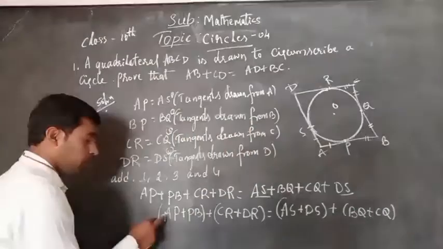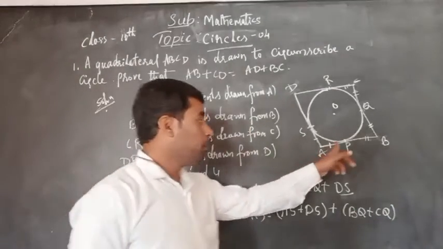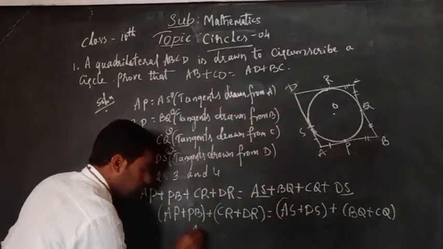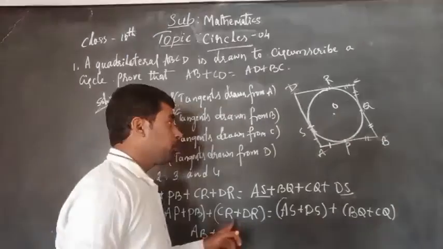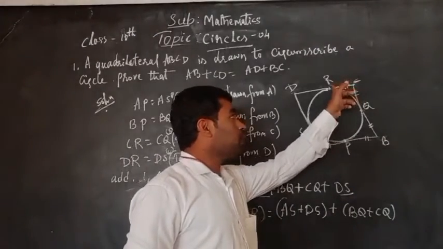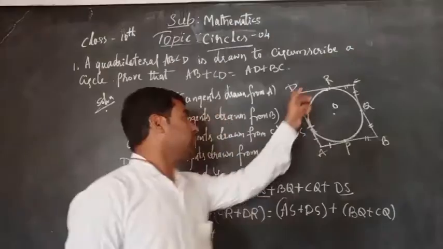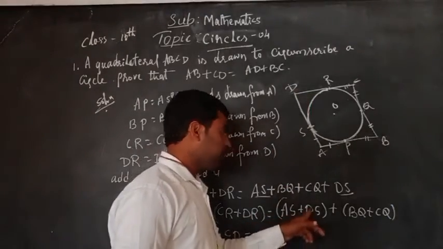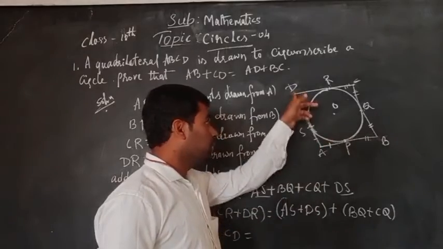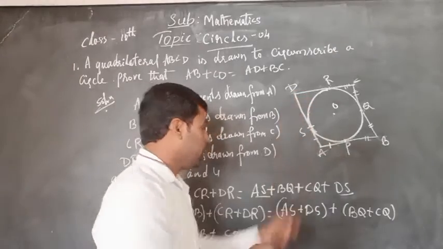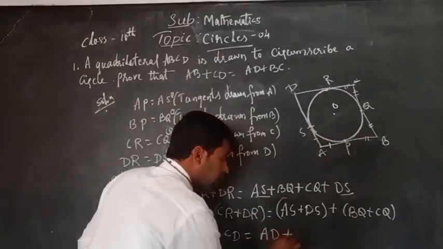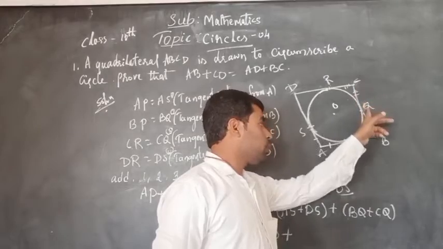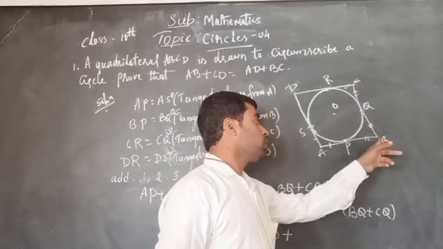Now we can observe AP plus PB. AP plus PB is equal to AB, plus CR plus DR. CR plus DR is equal to CD, which is equal to AS plus DS. AS plus DS is equal to AD, plus BQ plus CQ. BQ plus QC is equal to BC.